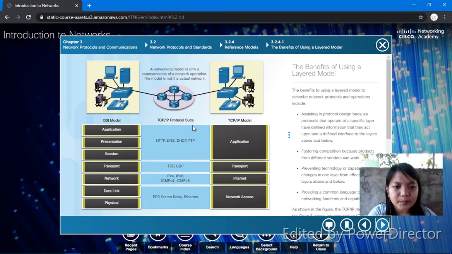The TCP/IP protocols for application, presentation, and session include HTTP, DNS, DHCP, and FTP. For the transport, we have TCP and UDP. In the network layer, we have IPv4, IPv6, ICMPv4, and ICMPv6. In the data link and physical layers, we have PPP, Frame Relay, and Ethernet. For the TCP/IP model, the application, presentation, and session are together called application. The transport is transport. The network is called internet, and the data link and physical are called network access.